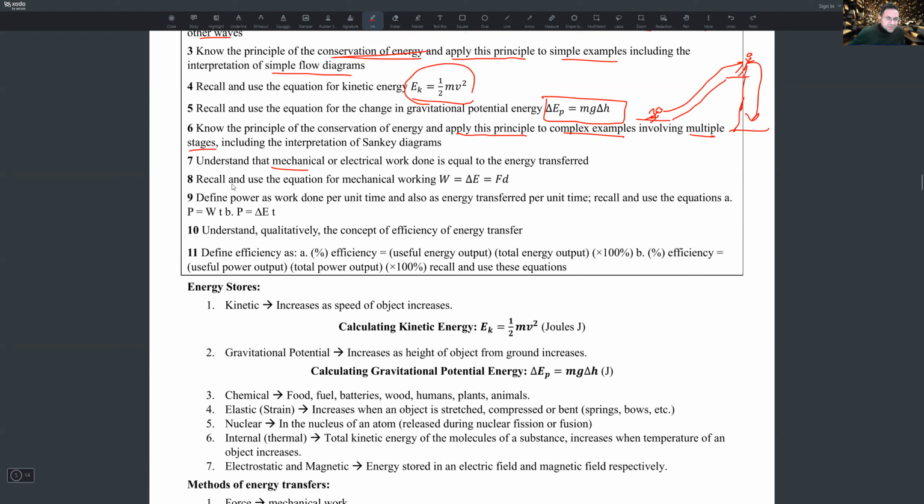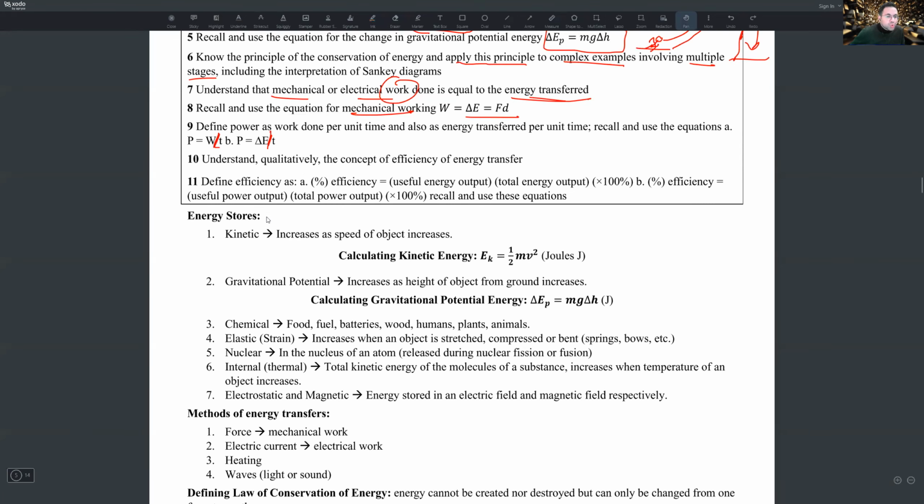Understand that mechanical or electrical work is equal to energy transfer. ده ال definition بتاعتها. What is work? Energy transfer. Recall and use the equation for mechanical work, which is force times distance. Define power as the work done per unit time, and also as the energy transfer per unit time. Recall the equation, power is work over time, I forgot the slash here, and energy over time. هتلاقوا slash تحت في الحتة النظيفة شوية.